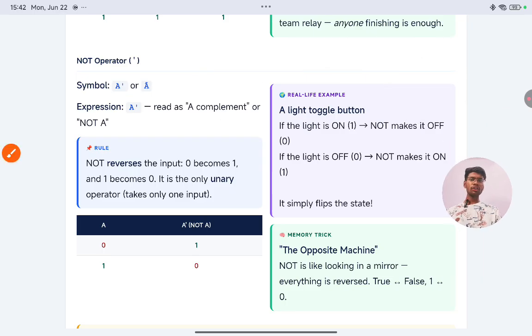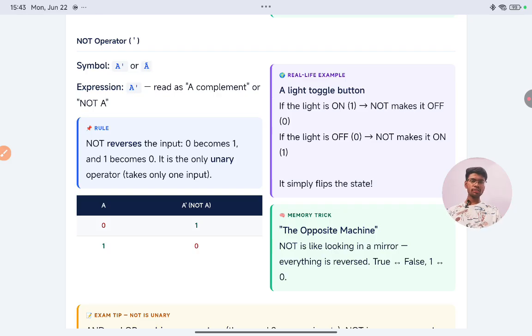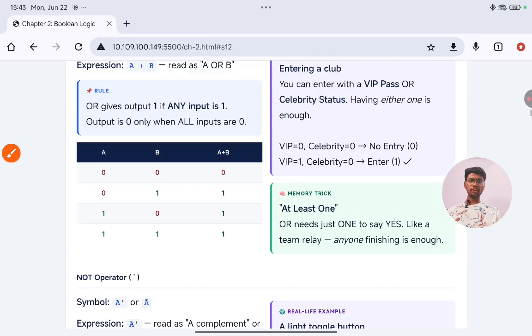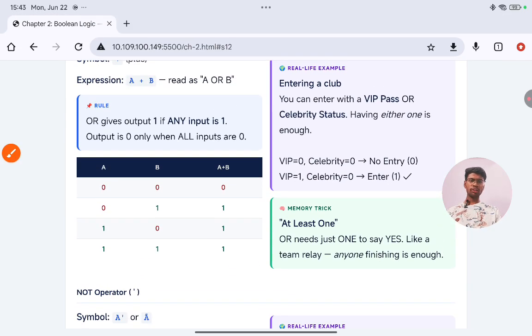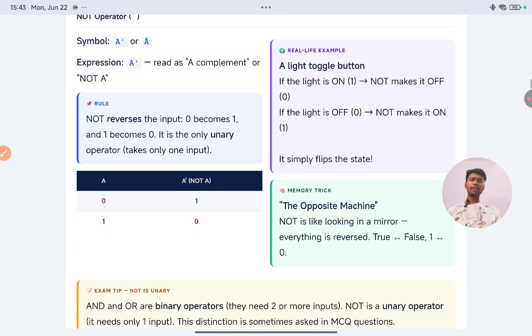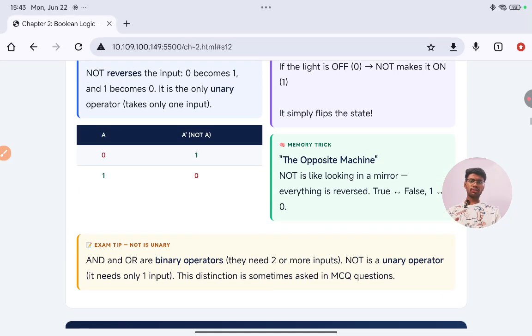Now how can you relate it? NOT reverses the input. 0 becomes 1 and 1 becomes 0. It is the only unary operator that takes one input. Think of a light toggle button. In the previous gates, two inputs are needed; see here, there's an A, there's a B. Two operands are needed to perform that operation. In AND and OR also, two operands are needed. But here only one operand is needed.